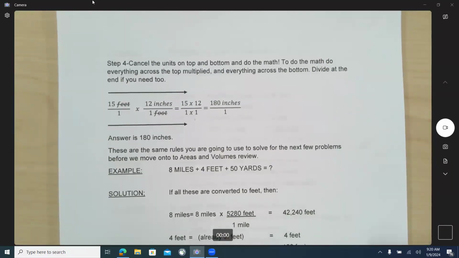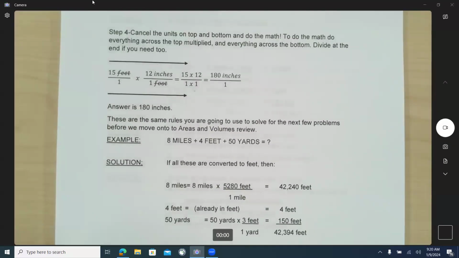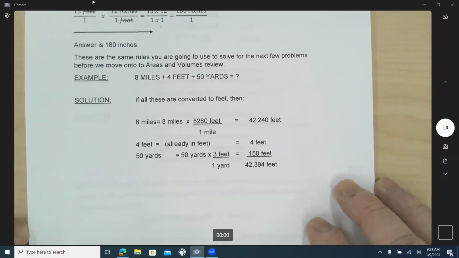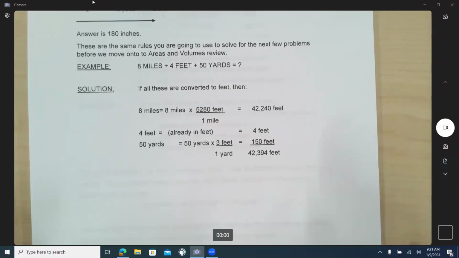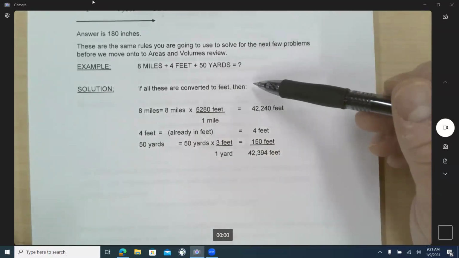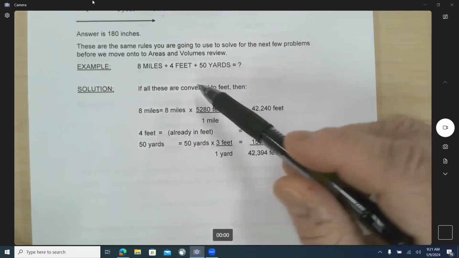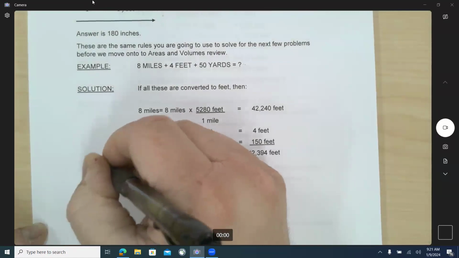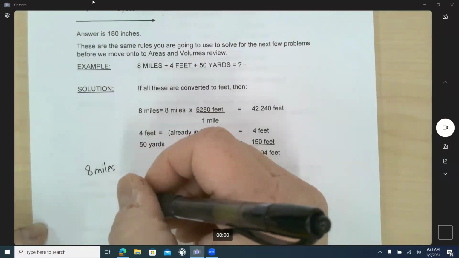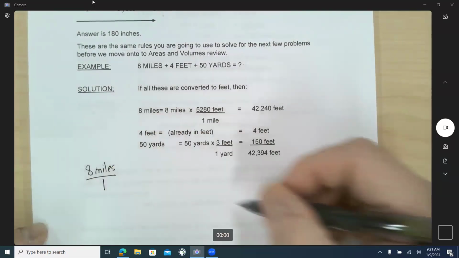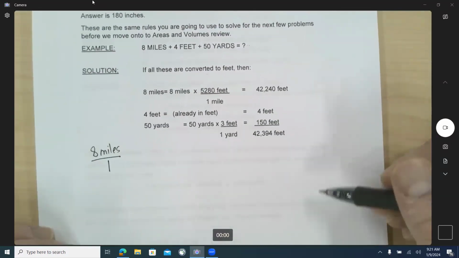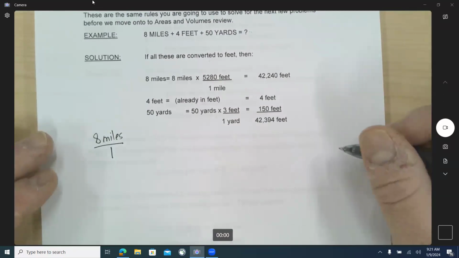So here on this next one, 8 miles plus 4 feet plus 50 yards. I know it's written out there, but I'm going to do it anyway. We want all of this in feet. Convert all these to feet. So first off, I'm going to start with 8 miles. You write what you're starting with first. You put it over 1. I purposely left the bottom of this page blank so we can write all over it.